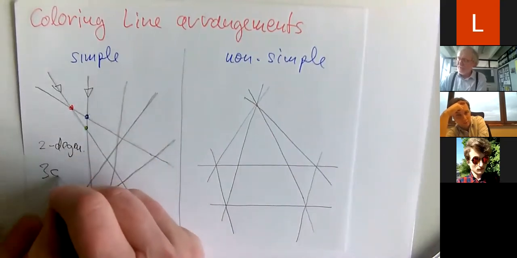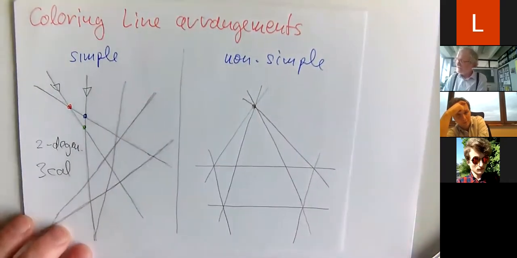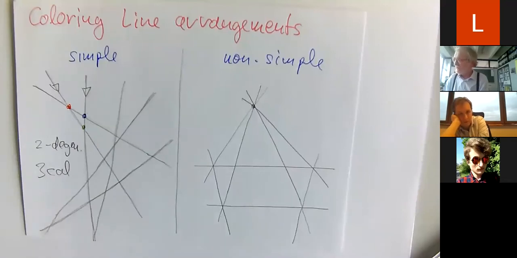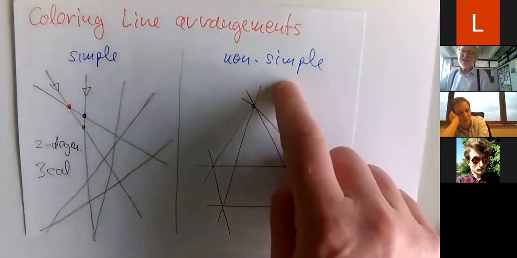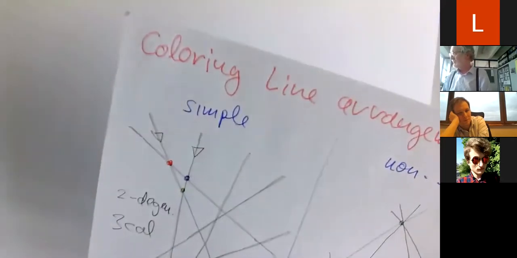So it's three colorable. On the other hand, this situation where we have a non-simple vertex, this is something some of you may recognize as the Moser spindle, which is an example of a graph which is not three colorable, a planar graph which requires four colors. So in the non-simple case, we may need four colors.